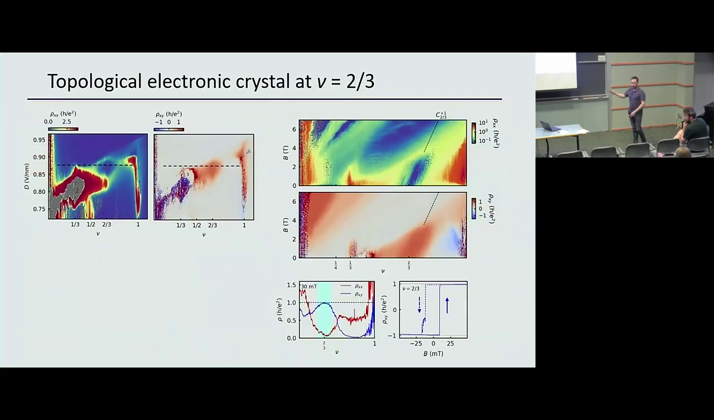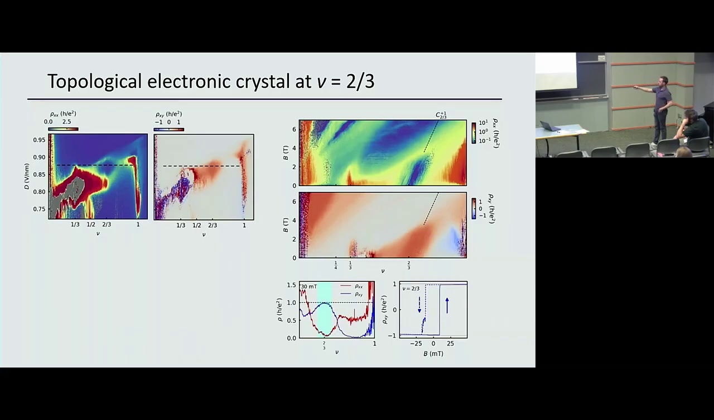Now let's move on to fractional filling of this band. So I'm going to take a Landau fan cutting through this big pocket where the longitudinal resistance is dropping towards 0 and we have a large Hall resistance. So when we do this, the predominant feature we see here is this tilted state of vanishing longitudinal resistance and large Hall resistance.